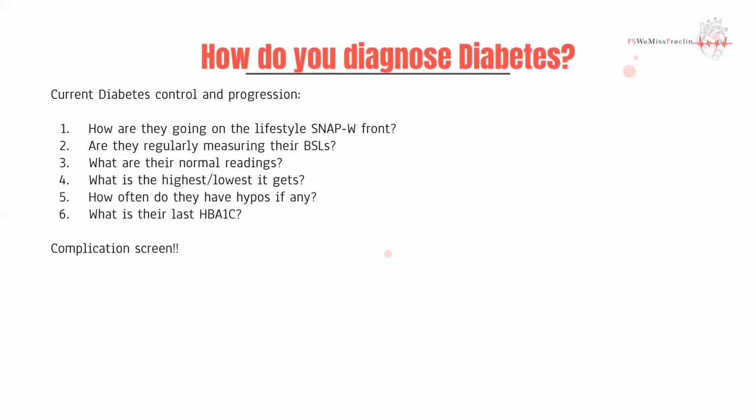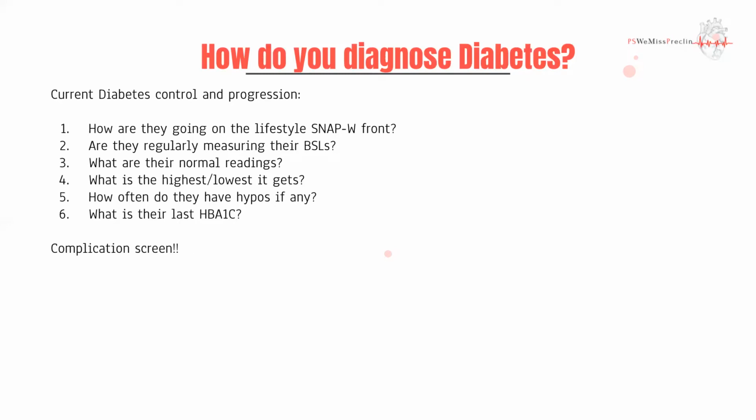Are they regularly measuring their blood sugar levels? This would be even more important if someone's on insulin therapy. What are their normal readings? What's the highest and lowest they get? And it's really good to ask if they have a BSL diary, which they can just hand to you and you can have a look at. How often do they have hypos?